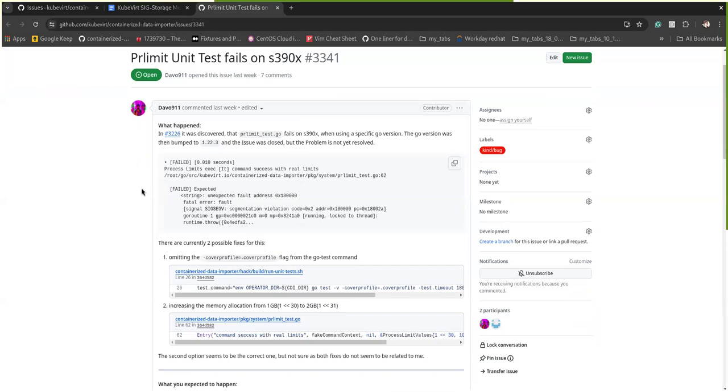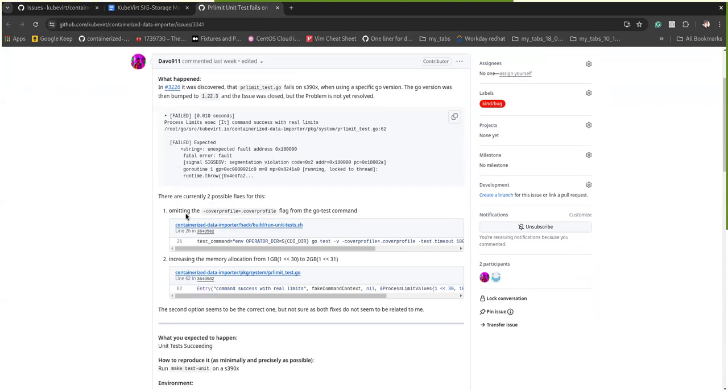And what they're seeing is that the PR limit tests are hitting a malloc error, I think, or not. Sorry, I'm mixing something. It's a segmentation violation here. And what's really weird is that these two approaches are working around it, and I don't see why they would be working around it.